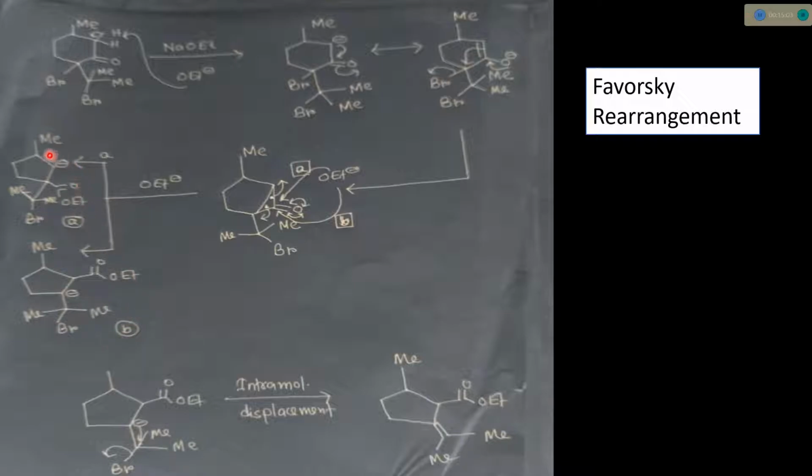But if this carbanion is formed, it has no further pathway. It will abstract a hydrogen and convert to a neutral molecule. But in this carbanion, if this negative charge pushes to this carbon and bromine leaves, so this carbanion has some further pathway, meaning it can take part in another displacement reaction, that is called an intramolecular displacement reaction.